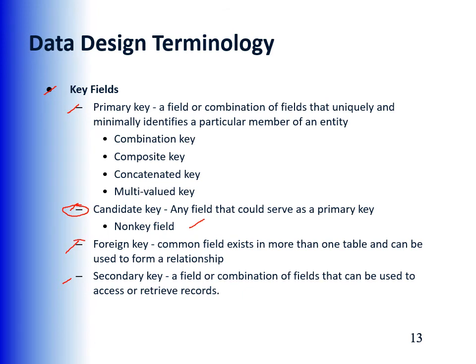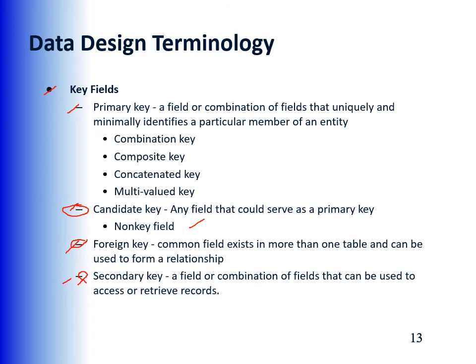A foreign key is a common field that exists in more than one table and can be used to form a relationship or link between the tables. For example, the student ID field can appear in a student table and the course table. Student ID for sure is a primary key for the student table, and it might be a foreign key in the course table.